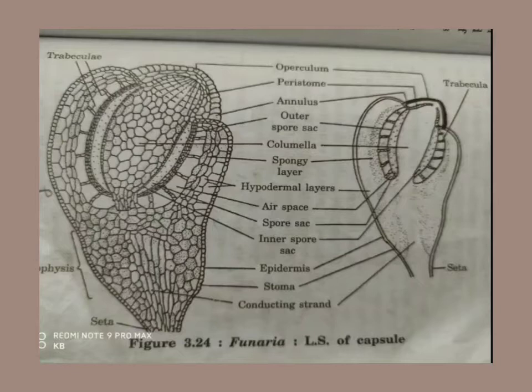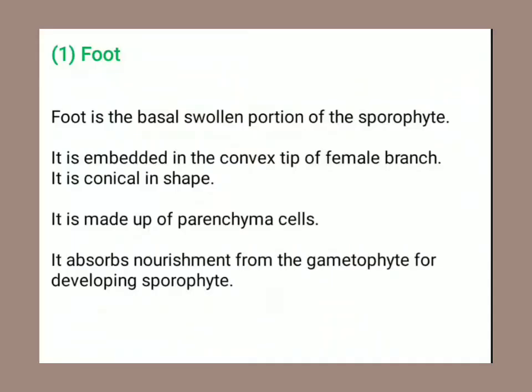Okay, let us start the theory of this capsule structure. The first part is known as the foot. It is the basal and sloven portion of the sporophyte. It is embedded in the convex tip of the female branch, and it is conical in shape. It is made up of parenchymatous cells, and it absorbs nourishment from the gametophyte for developing the sporophyte.